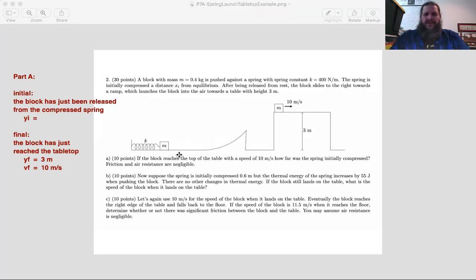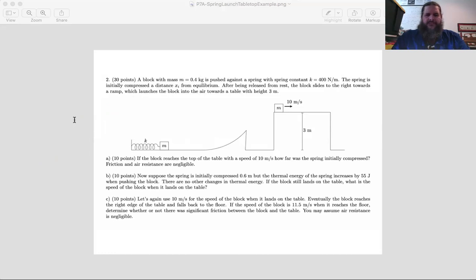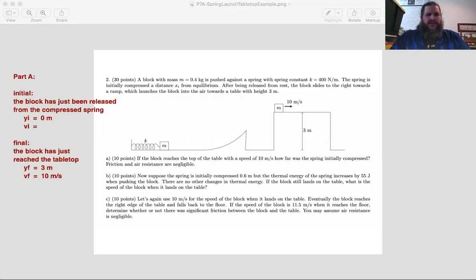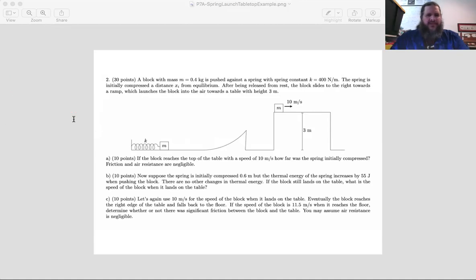At the instant we let go of the block, what's its height? Yeah, I'd call that 0 because it's at ground level. And we'll also need an initial speed. At the instant you let go, what's its speed? Looks like we're just releasing it from rest. So yeah, that would also be 0.